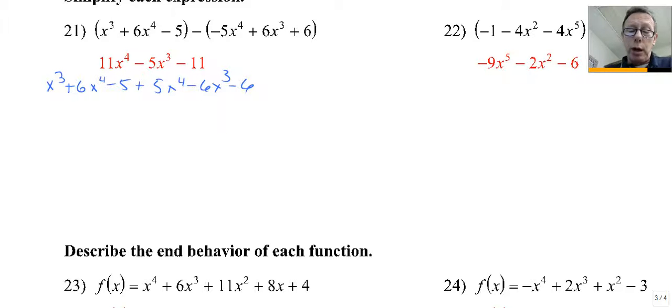Okay, now we're going to look and see what the largest exponent is first. I have a 4th power, and I have a 6x to the 4th and 5x to the 4th. That's going to give me 11x to the 4th. Let's see if we have any cubes. Well, I do. I have an x cubed minus 6x cubed, so 1x cubed minus 6x cubed is minus 5x cubed. And lastly, I look to see if I have any squares. I do not. And let's look then at the numbers. I have a minus 5 minus 6. That's a minus 11.